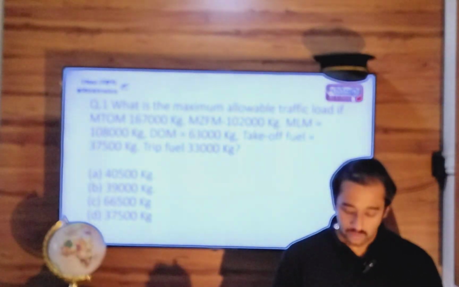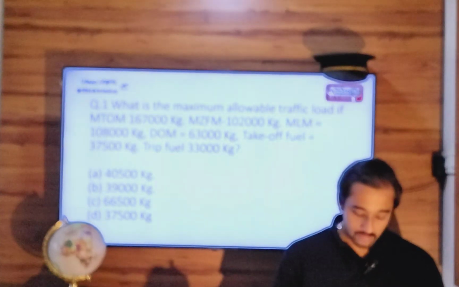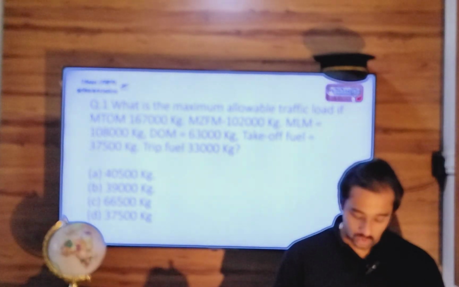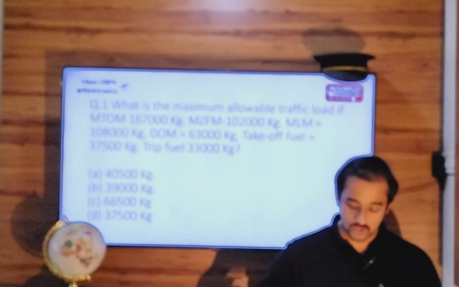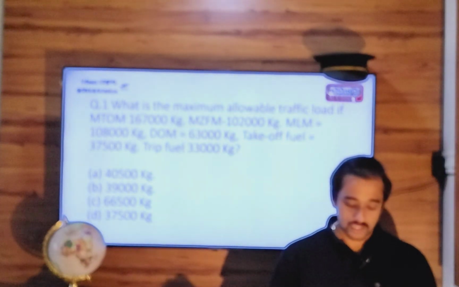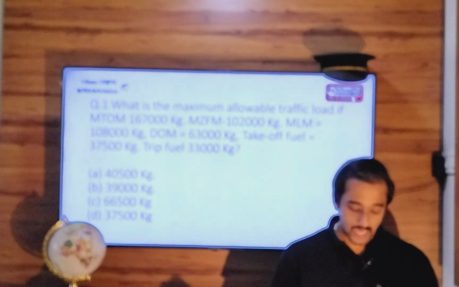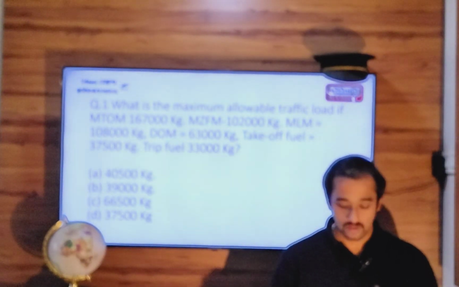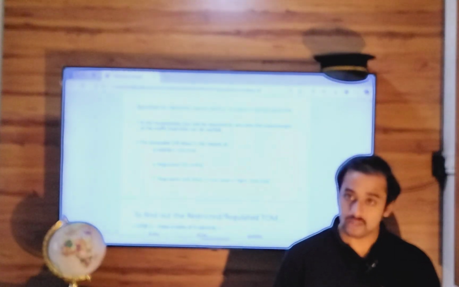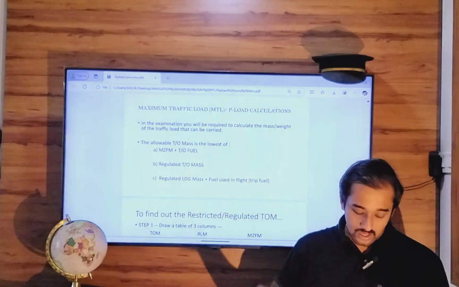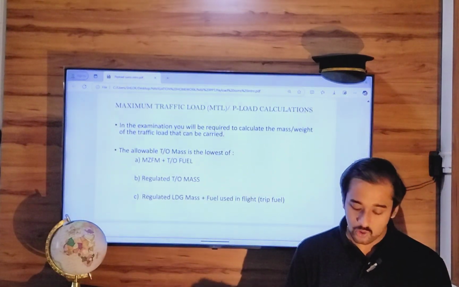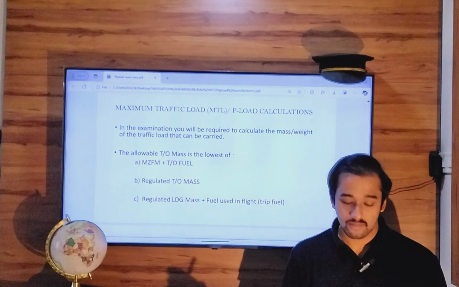What is the maximum allowable traffic load if maximum takeoff mass is so and so, zero fuel mass is so and so, landing mass, dry operating mass, takeoff fuel, and trip fuel? Now, before we see how to solve this question, for all the traffic load questions, you have to follow the steps that I have written here. So, maximum traffic load or payload calculations, remember this point.